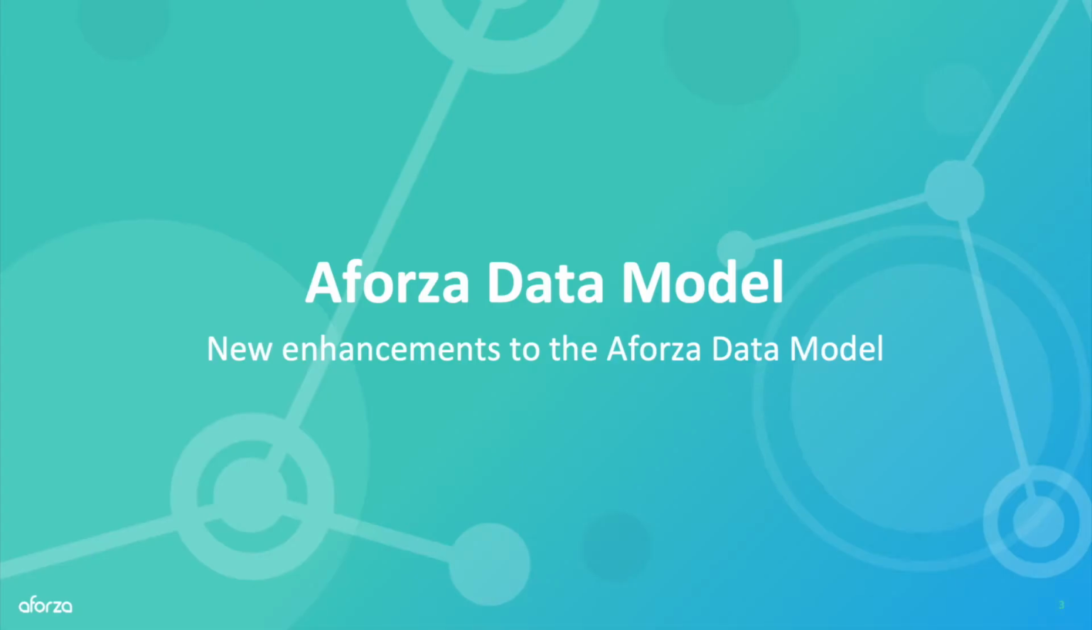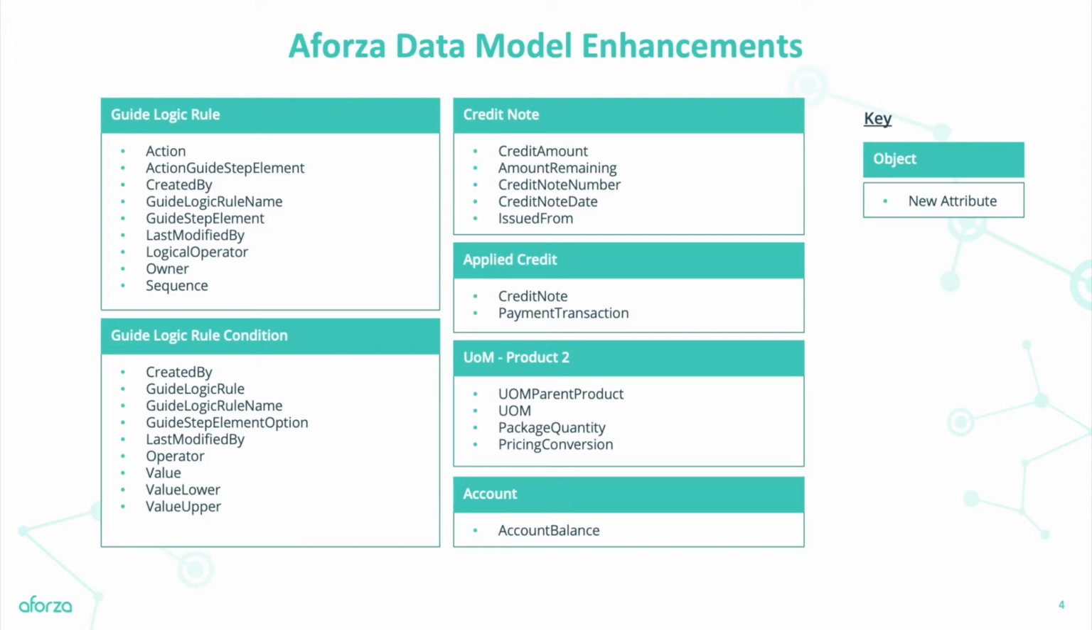let's get the formalities out of the way with the object model changes. In order to support features in both cloud and mobile, we have made a number of object updates. First off, the addition of credit note. This really enables you to track and understand your payment transactions and invoice settling at an account level.